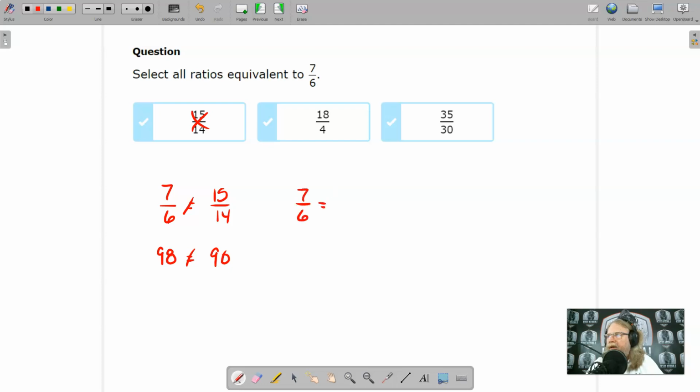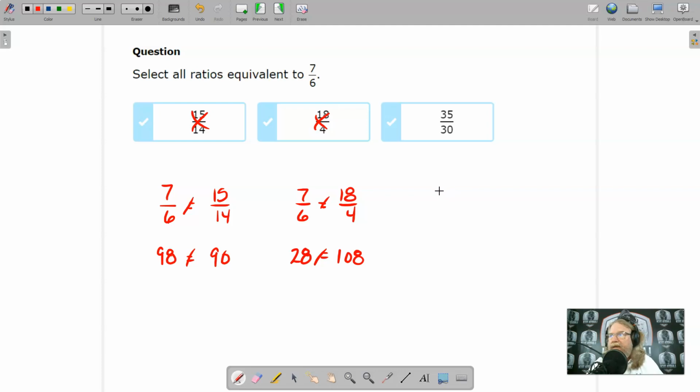7 over 6, let's try to set that equal to 18 over 4. 7 times 4 is 28. Had to double check there. Is this equal to 6 times 18? 60 and 48 is 108. Is 28 equal to 108? Nope, it's not. So this one doesn't work either.